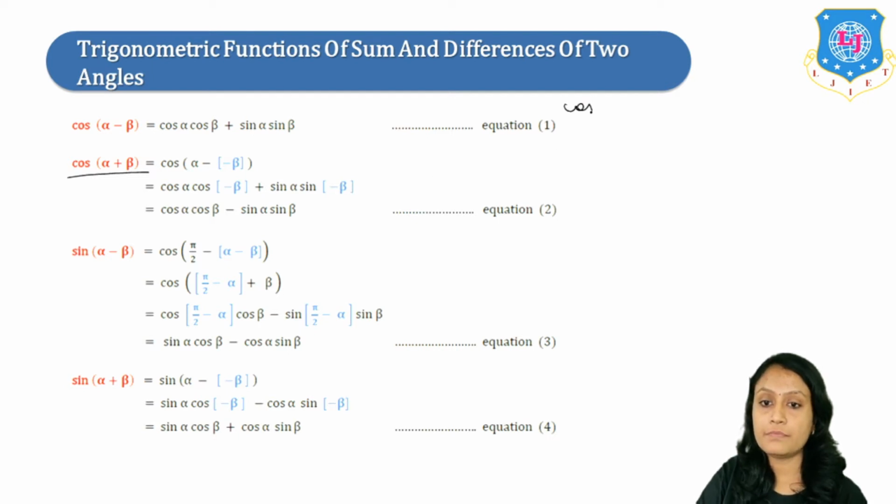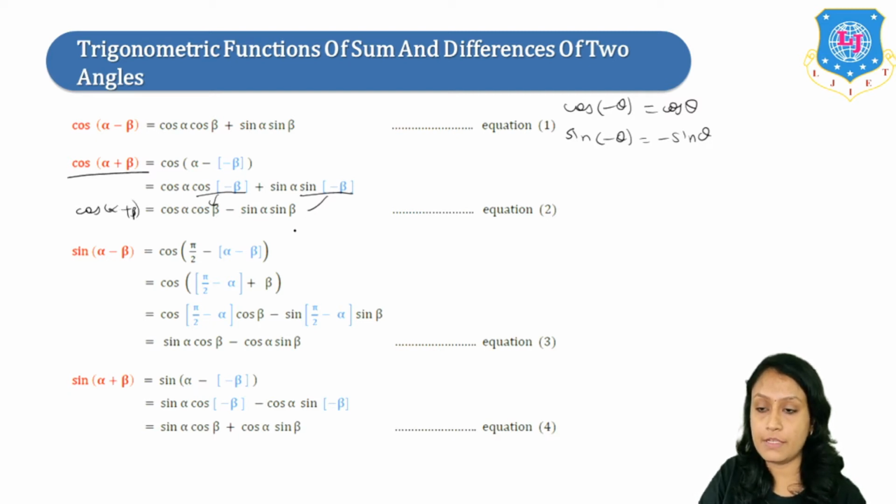Now we know that cos is an even function, so cos of minus theta will give you cos theta, and sine minus theta will give you minus sine theta, because sine is an odd function. So in place of cos minus beta you will get cos beta, and in place of sine minus beta you will get minus sine beta. So instead of this plus sign, now we have minus sign, so minus sine alpha sine beta. So finally the formula of cos alpha plus beta is cos alpha cos beta minus sin alpha sin beta.